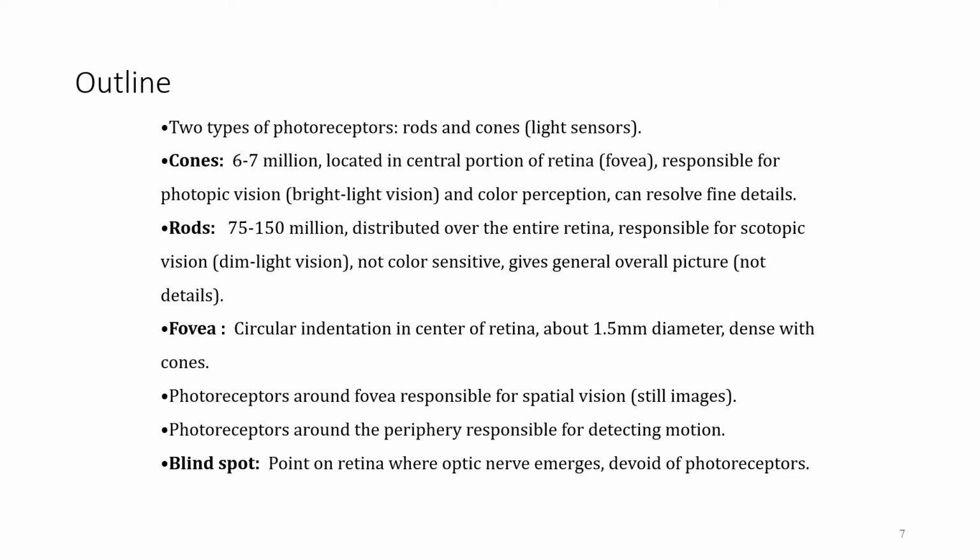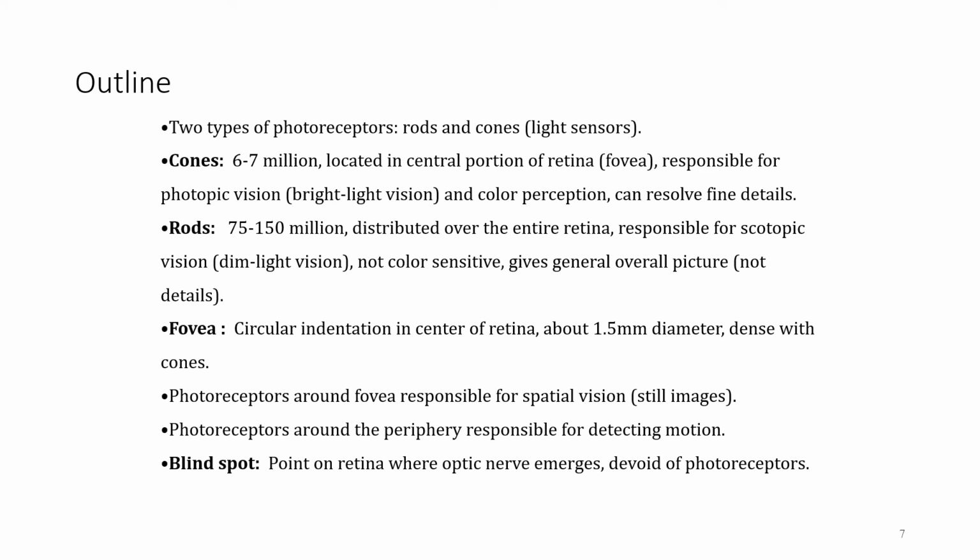The outline of the eye: there are two types of receptors called rods and cones. Rods are generally 75 to 150 million. Cones are generally 6 to 7 million. We observe colors in the daytime based on the cones only. That's why it is also called bright light vision, and the rods are not color sensitive. We observe vision at night time with the rods, which is called dim light vision.